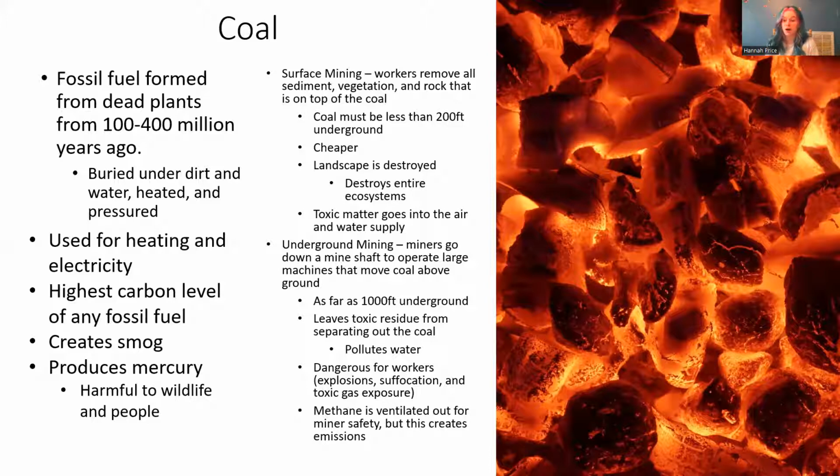It also creates smog, which is very damaging to our lungs, and it produces mercury, which is very dangerous for wildlife and for us. Ways to get coal are surface mining and underground mining.